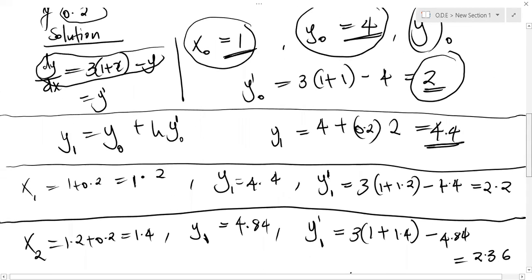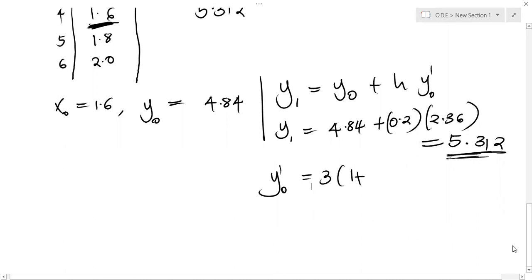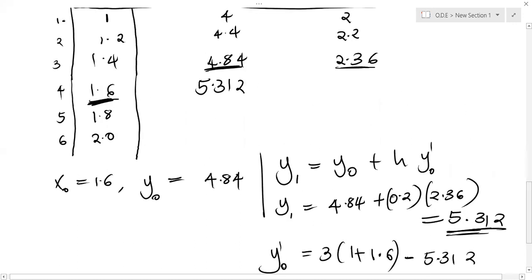Our dy/dx is 3 into 1 plus x minus y. So we have 3 into 1 plus x, our x is 1.6, minus our y, which is 5.312. If you evaluate that, you get 2.488. So let's fill the table with the values. This is 5.312 and this side is 2.488. Okay, guys, let's do the same for 1.8 now.